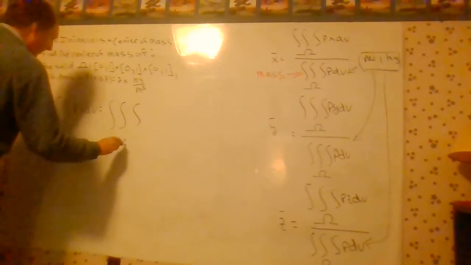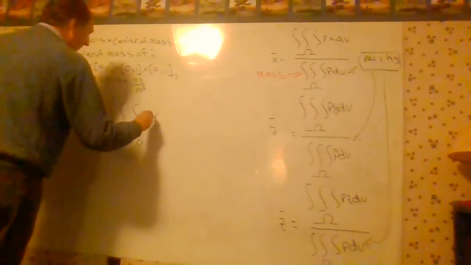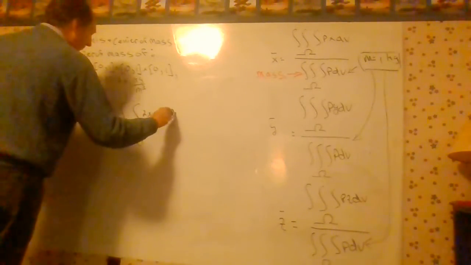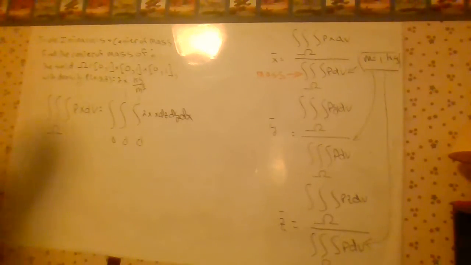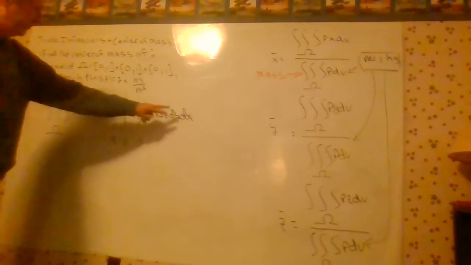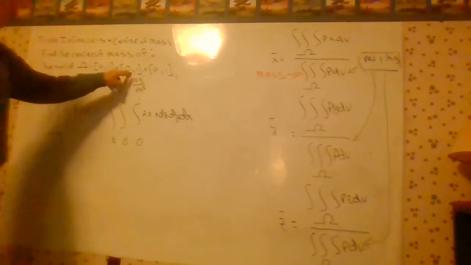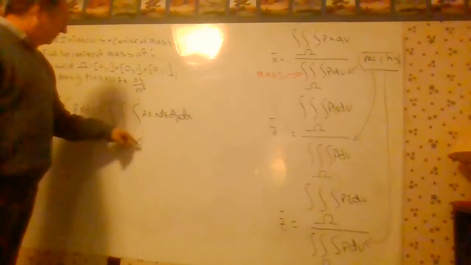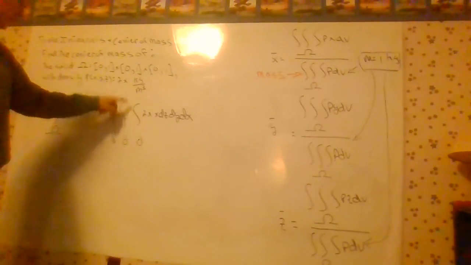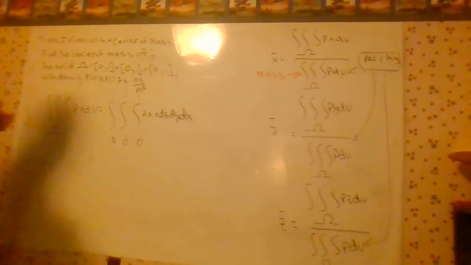And this is 0 to 1, 0 to 1, 0 to 1. Rho is 2x, times x, dz, dy, dx. Incidentally, when we have constant limits of integration with the cube, you can switch the order, you just have to switch the limits. This was 0 to 1, 0 to 2, 0 to 3, for instance. Z would go from 0 to 3, and then y 0 to 2, x 0 to 1. As long as you switch the limits, you can switch this order. It's pretty easy with a cube.